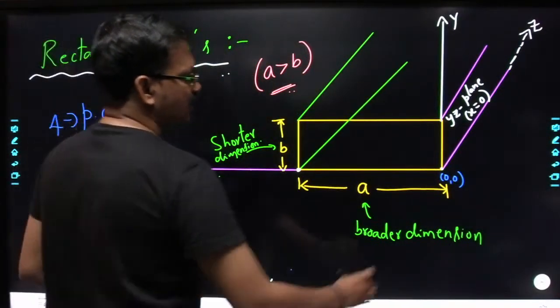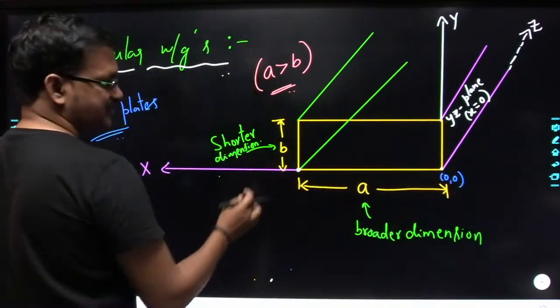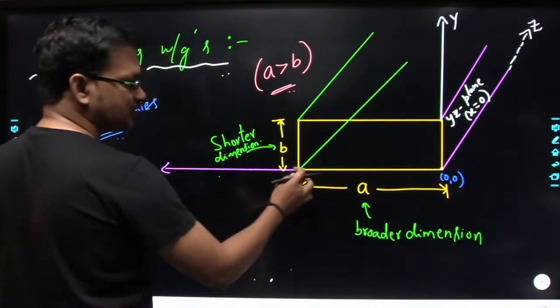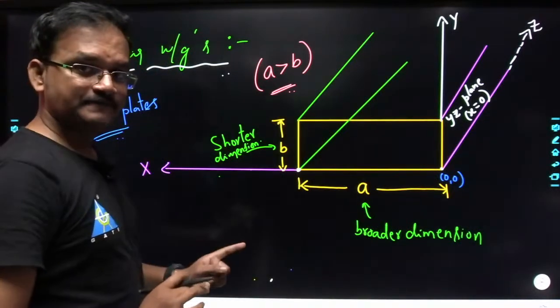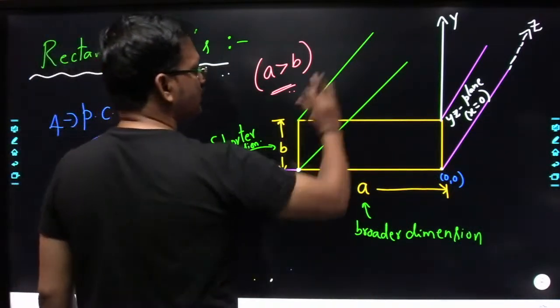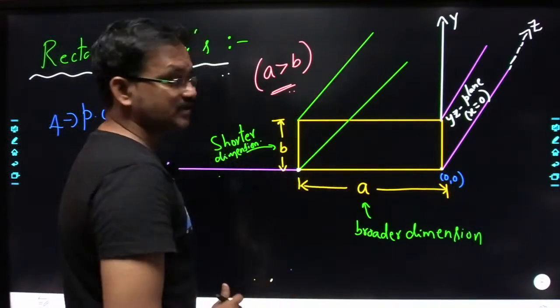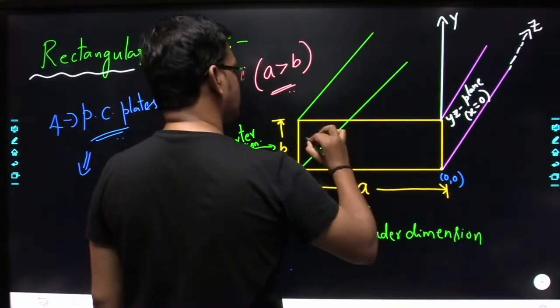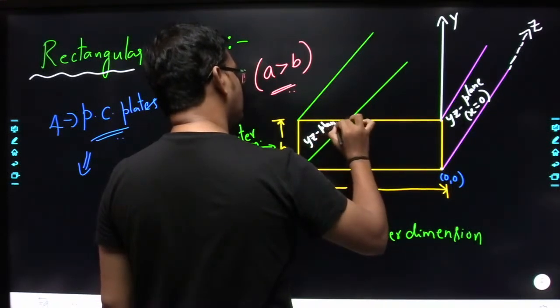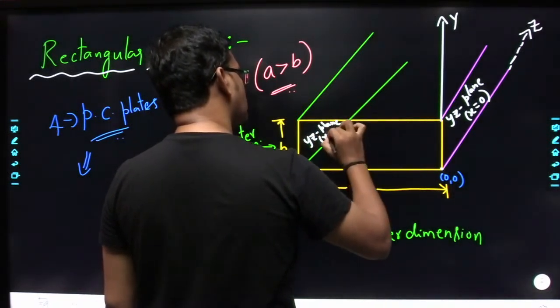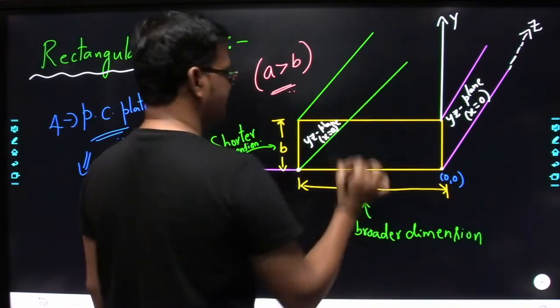So next, as you move along this x direction, the x value is going to increase, and at this location the x value is equal to what? A, right. So at x equal to a, you have placed another YZ plane here. This is nothing but another YZ plane that is placed at x equal to a, right.